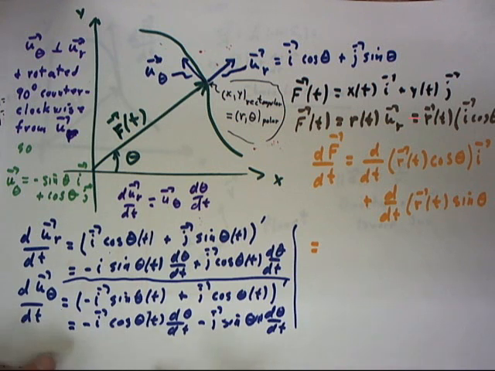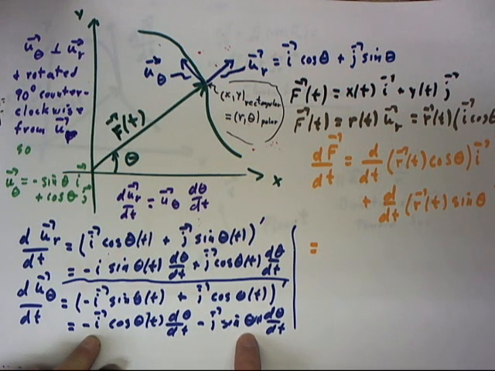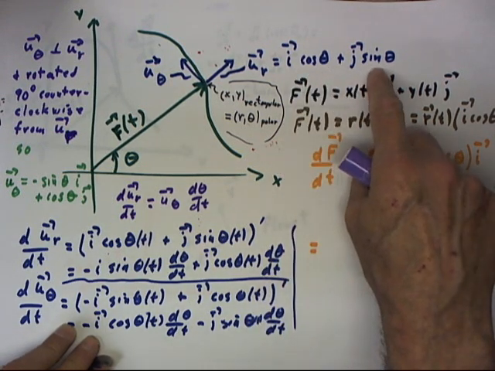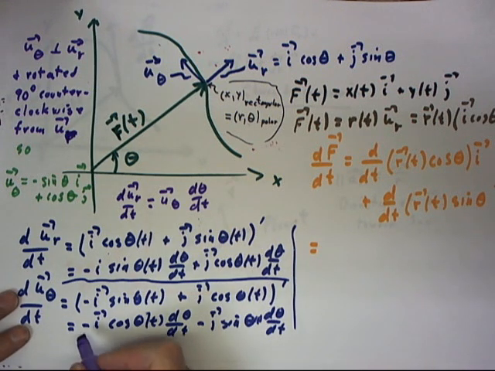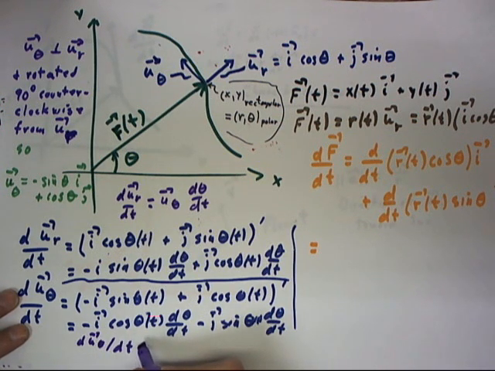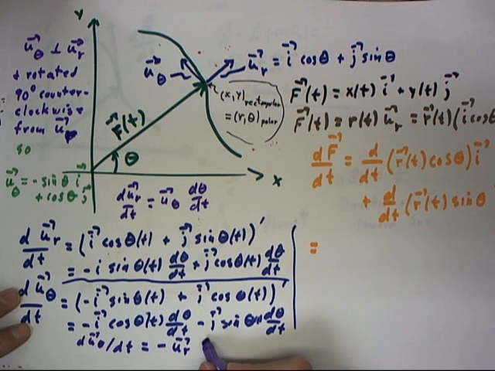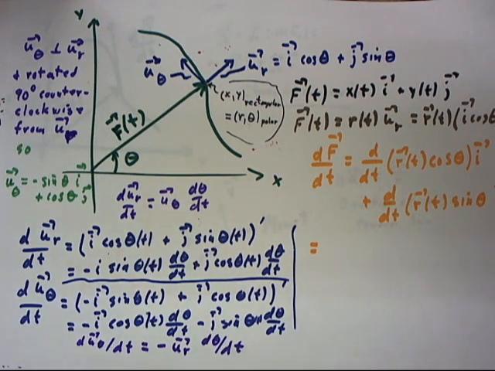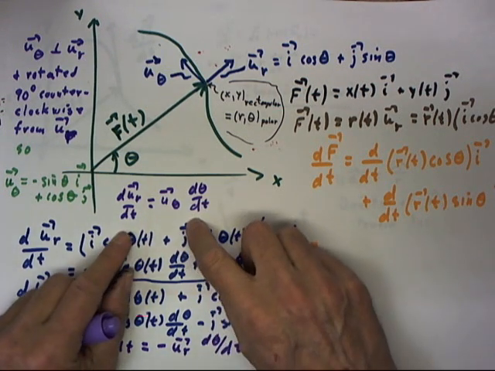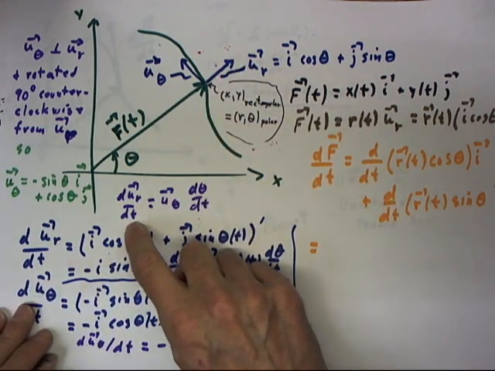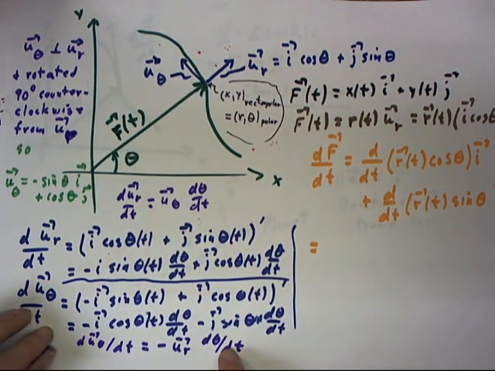And similarly down here, this is negative i cosine theta minus j sine theta, which is just the negative of i cosine theta plus j sine theta. And we can say that du_theta dt is, as a result, equal to negative u sub r times d theta dt. This tells us how our u_r vector changes with respect to t and how our u_theta vector changes with respect to t.